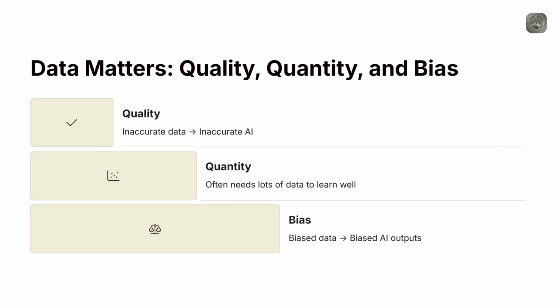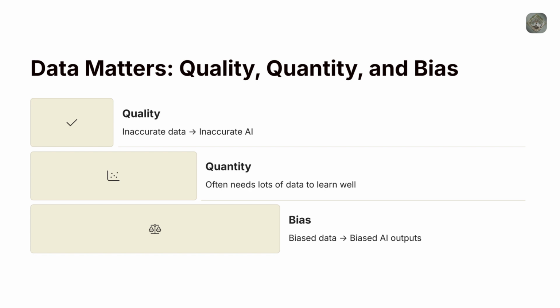Beyond types, data characteristics are crucial. AI performance hinges on the quality, accuracy, completeness, quantity (enough examples to learn effectively), and representativeness of its training data. A major concern is bias.